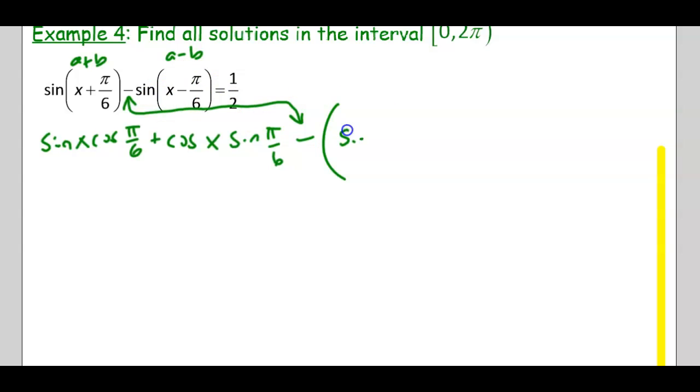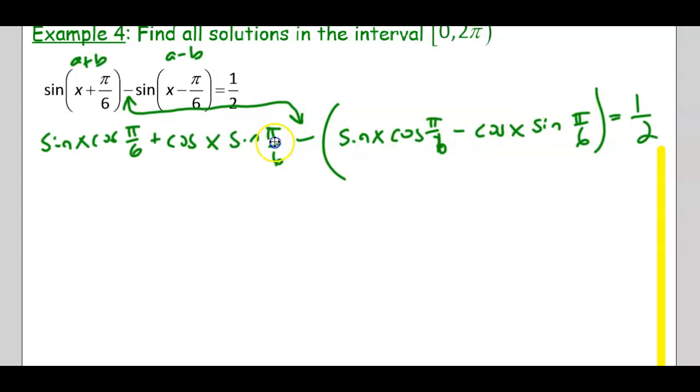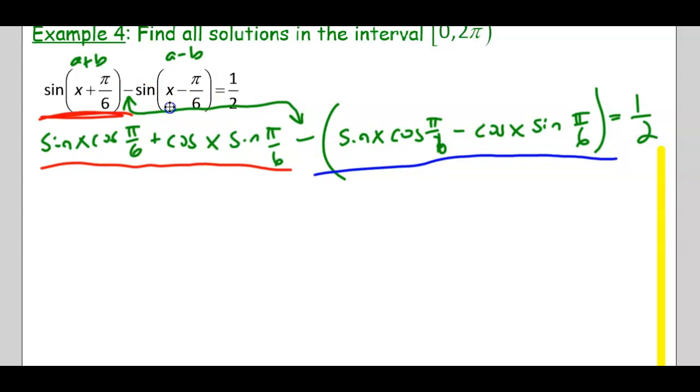So we have sine of X cosine of pi over 6, minus cosine of X sine of pi over 6, has to equal 1/2. So again, just a quick recap. This is this one, and this minus that is this one. It requires a little expansion, but we're going to be okay.